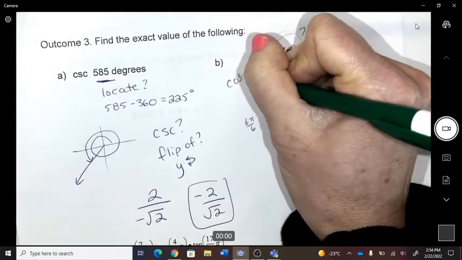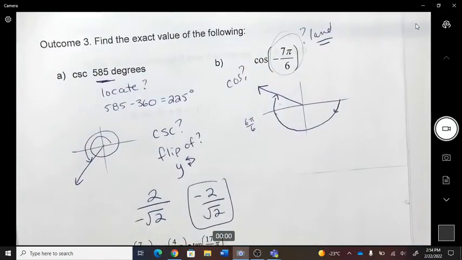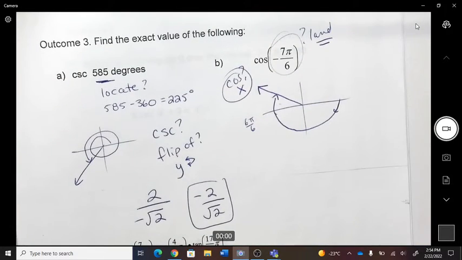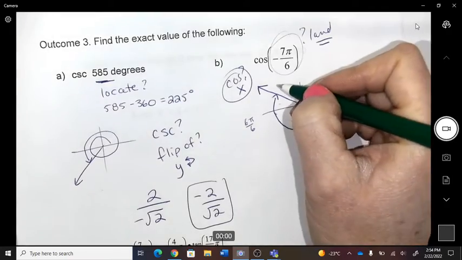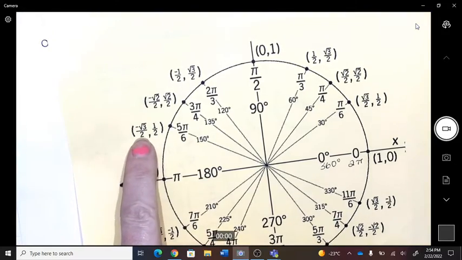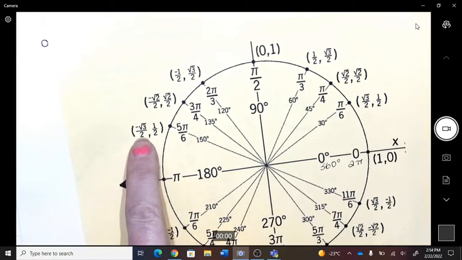And what should we find with cos? What is cos connected to? On the unit circle, cos is connected to the x. So what is the x coordinate when you look in that position? So do we understand that we're looking at the 5 pi over 6? So your answer is the negative root 3 over 2.